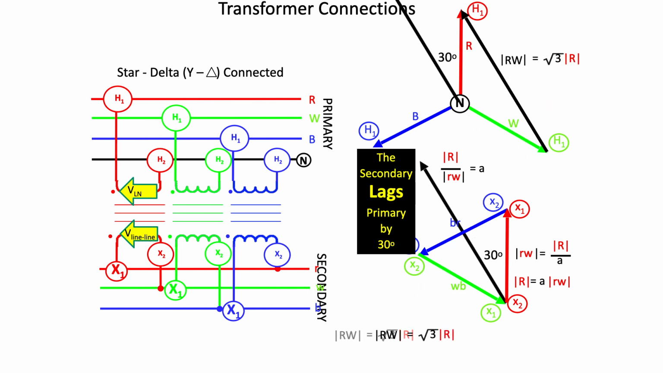Since we already know that the secondary lags the primary by 30 degrees, then we can calculate the primary and secondary phasor relationships for a Y to delta transformer.